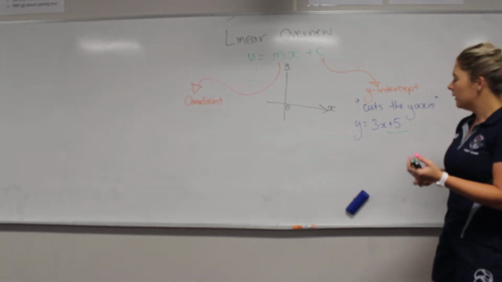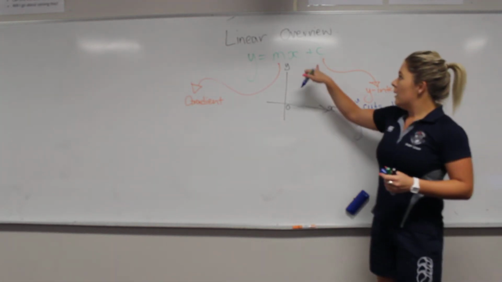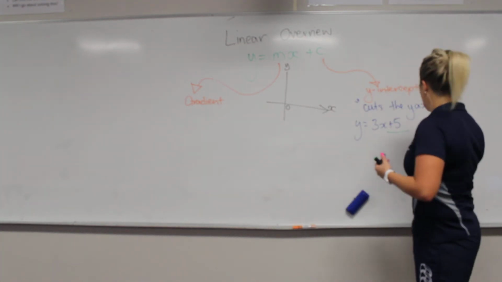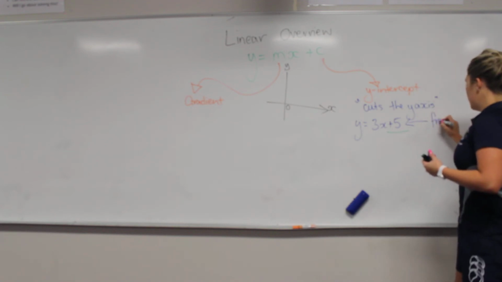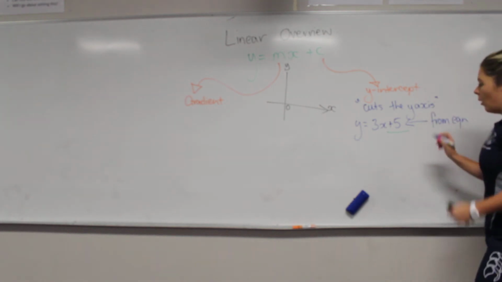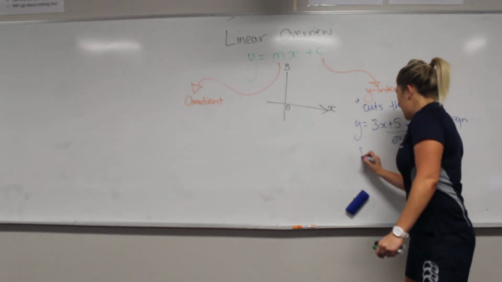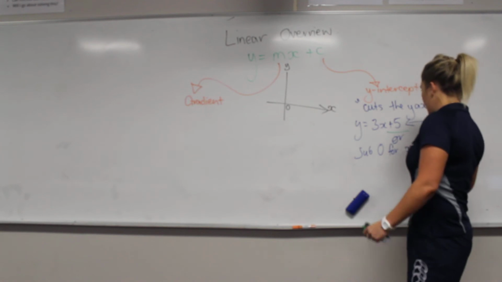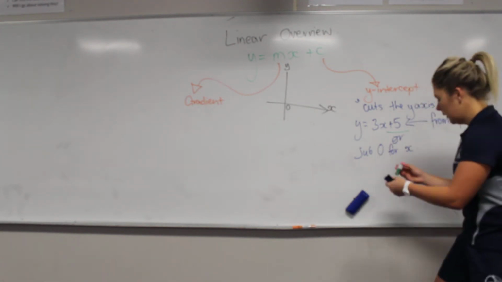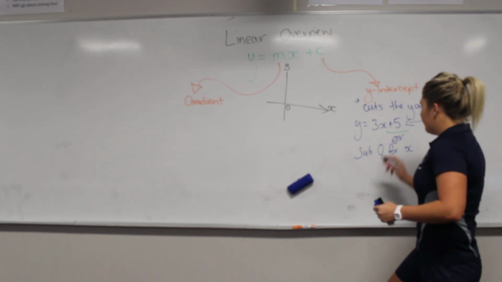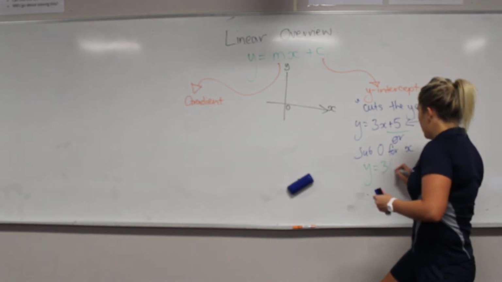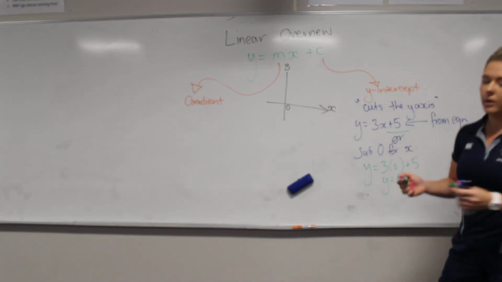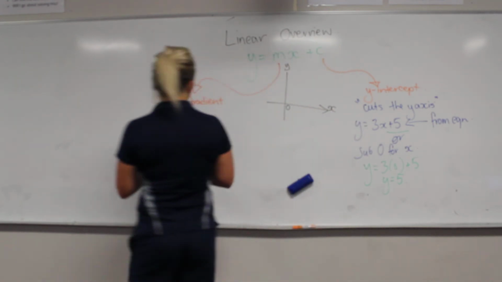Or we can find it by substituting in when x equals 0 into your equation. So you can find it from the equation or sub 0 for x. And if we're going to do that, it will be using the same equation, y equals 3 times 0 plus 5, y equals 5. So there you go, there's your y-intercept for that.